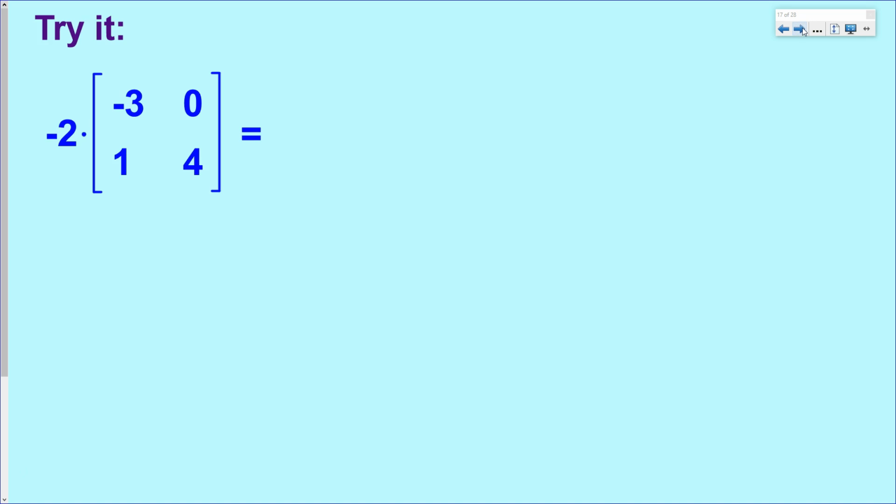Here's an example problem. Again, why don't you pause the video and try it yourself. And if you do that correctly, negative 2 times all the elements inside the matrix: negative 2 times negative 3 is positive 6, times 0 is 0, times 1 is negative 2, and times 4 is negative 8.